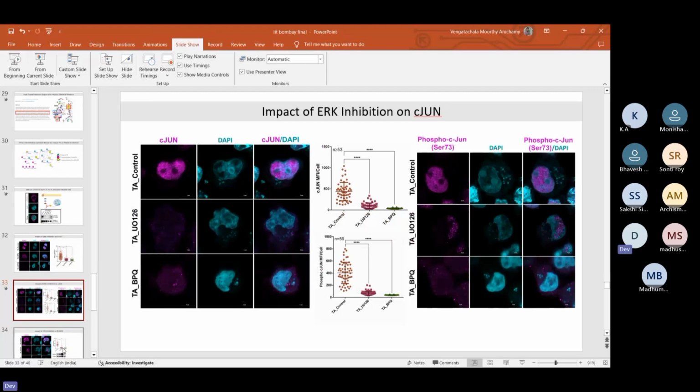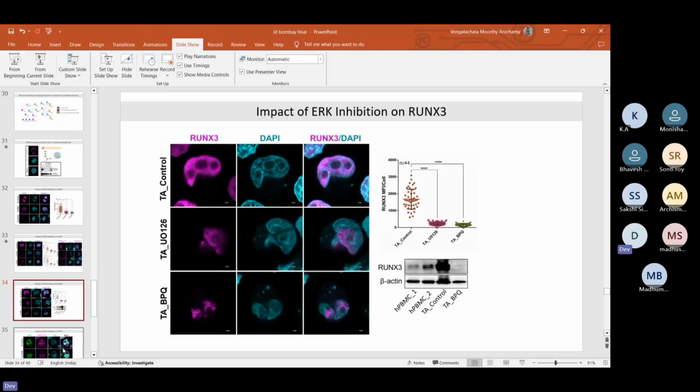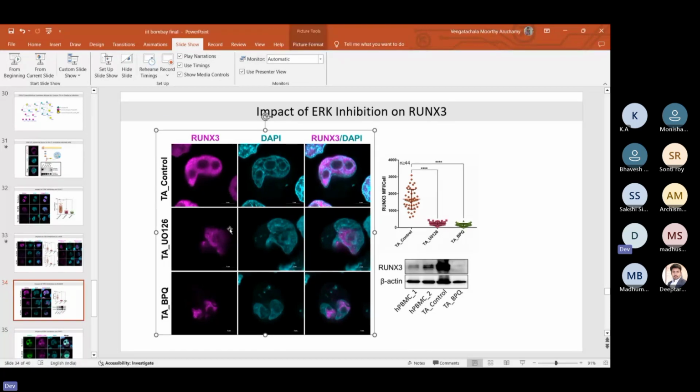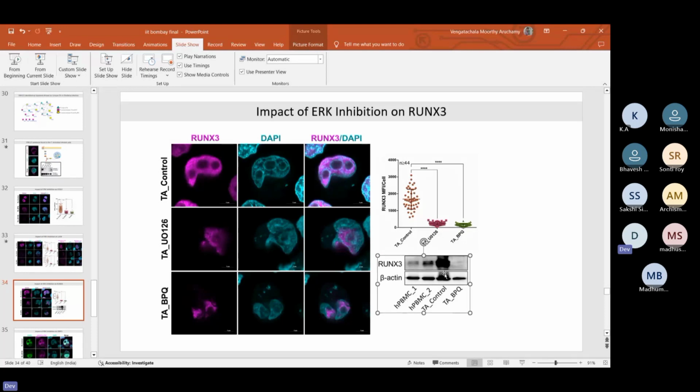Then coming to one more transcription factor, RUNX3, we also found the same thing. Here you can see a clear localization in the host nucleus. Upon U0126 treatment or BPQ treatment, there is a drastic reduction in the RUNX3 expression, followed by the quantification. And this is one of the Western blots where I want to highlight that RUNX3 is not present in the uninfected sample where we have taken healthy PBMC. However, the expression is very high in the control or infected samples, and upon BPQ treatment, it is completely downregulated.